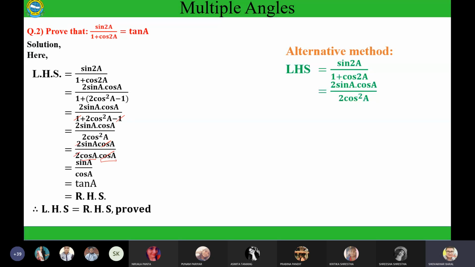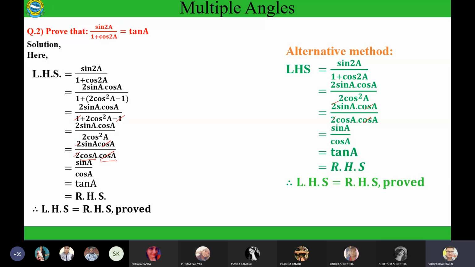So alternative method, LHS is equal to sin 2a by 1 plus cos 2a. As I told you earlier, let's use the formula of sin 2a, that is 2 sin a cos a. As discussed in the earlier question, 1 plus cos 2a is 2 cos square a. So if you simplify it, it will be 2 sin a cos a upon 2 cos square a, and these 2 are cancelled. Okay, sin a upon cos a, that is equal to tan a.